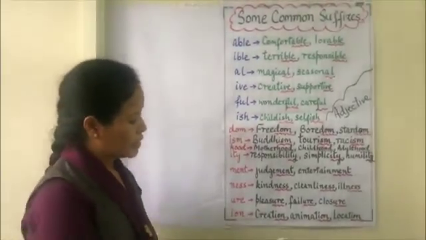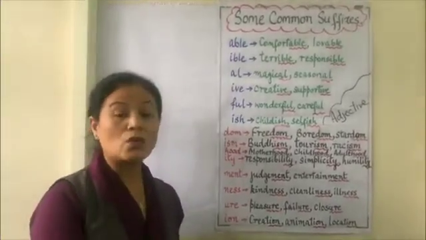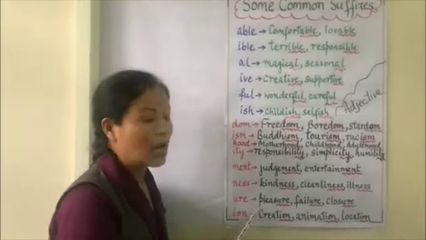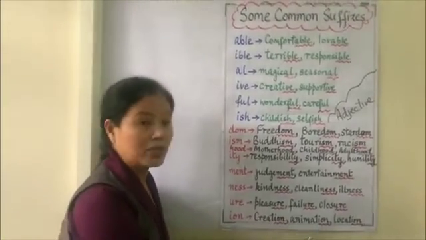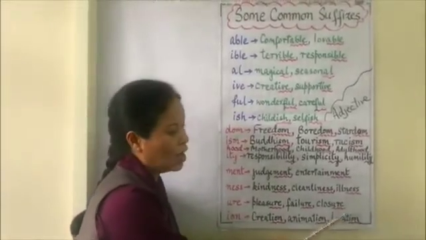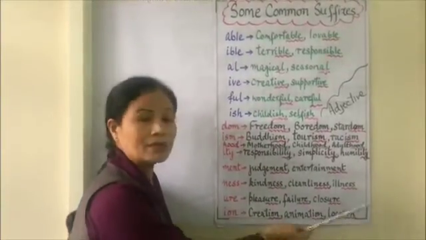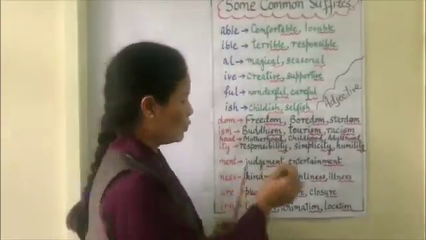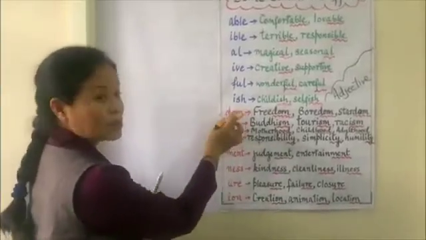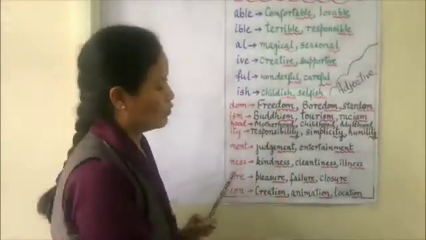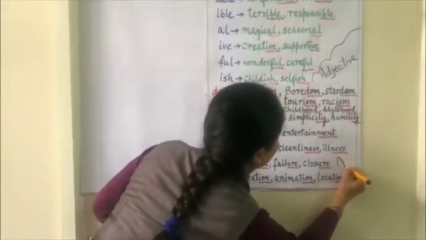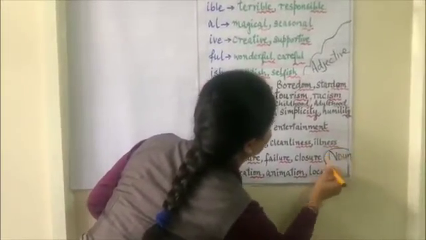You might have noticed the word create is a verb, but when we add I-O-N, it becomes the noun. So creation. Animate is a verb, animation is a noun. Locate is a verb. When we add I-O-N, it becomes a noun. So these suffixes convert the word into its noun form. I'll write it here: into its noun form.